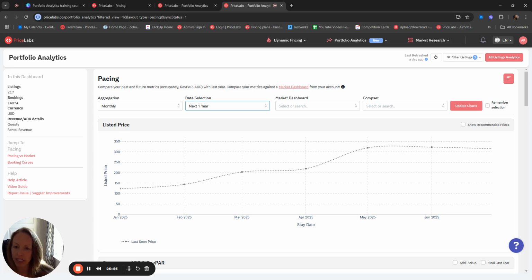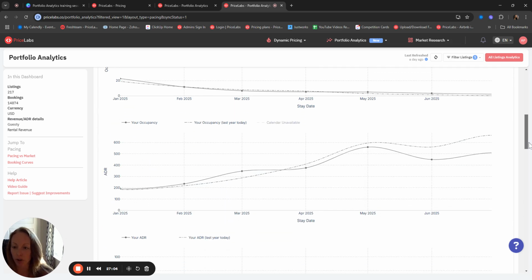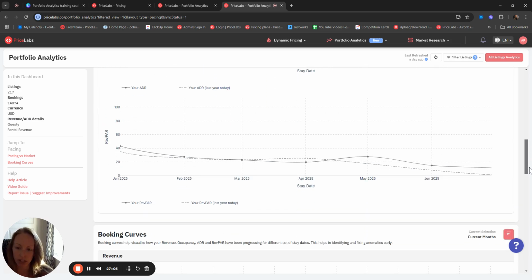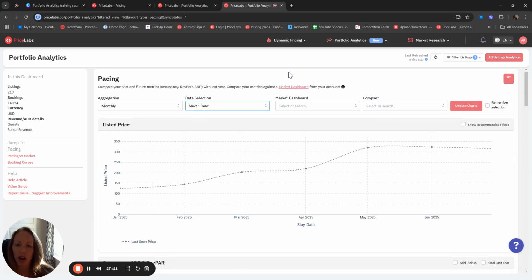And market dashboard. So if you don't have a market dashboard or you don't select a market dashboard, this information is just going to be for your own portfolio, comparing yourself to last year today. So last year today, because it's January 17th of 2025, is comparing to how I was doing as of January 17th, 2024, last year today.